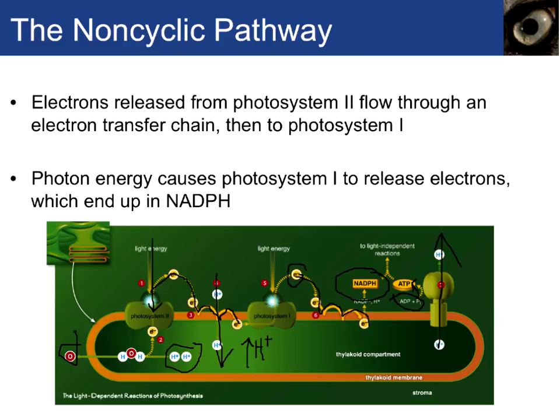So this is the non-cyclic pathway, and you'll see why in a second when I compare it to the cyclic pathway, because the electrons are used and you're going to replenish them by breaking apart water. So in order to do the non-cyclic pathway, you need an input of water to furnish those electrons. And also something to note, in the non-cyclic pathway you're going to have a byproduct of oxygen being produced.